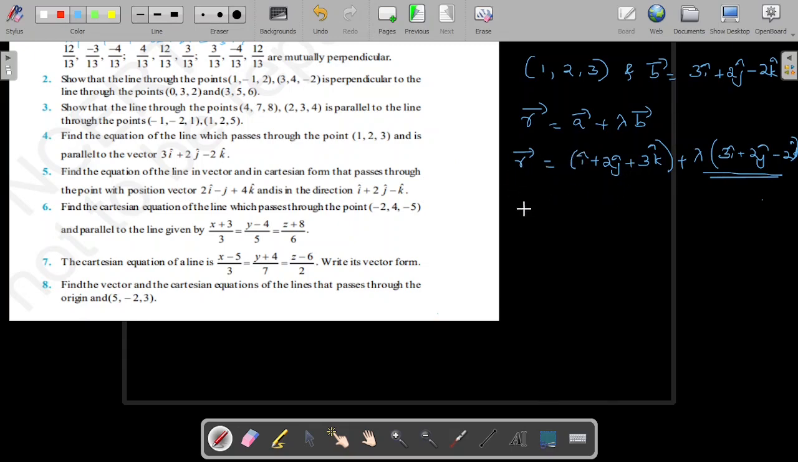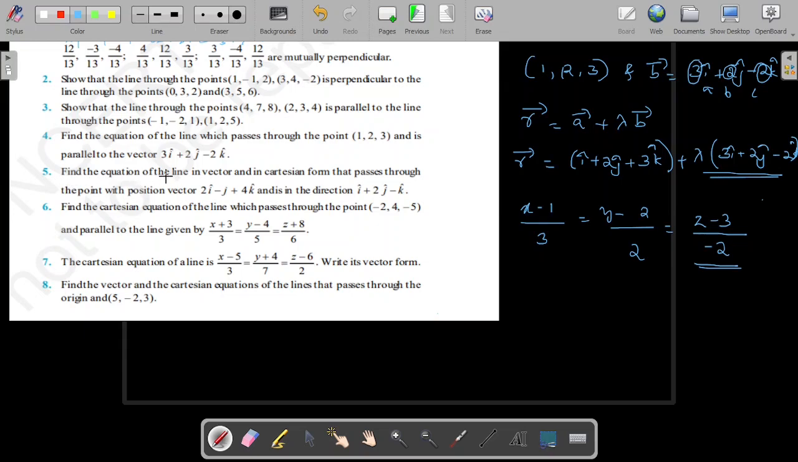This is the vector form. If you want the Cartesian form, x minus x1 by a, b, c. These are the direction ratios along with the sign. These are the direction ratios of the vector b. As vector b is parallel to the line, the line also has the same direction ratios. So x minus 1 by 3 equal to y minus y1, this point, y minus 2 divided by 2, which is equal to z minus 3 divided by minus 2. So this is the Cartesian equation.